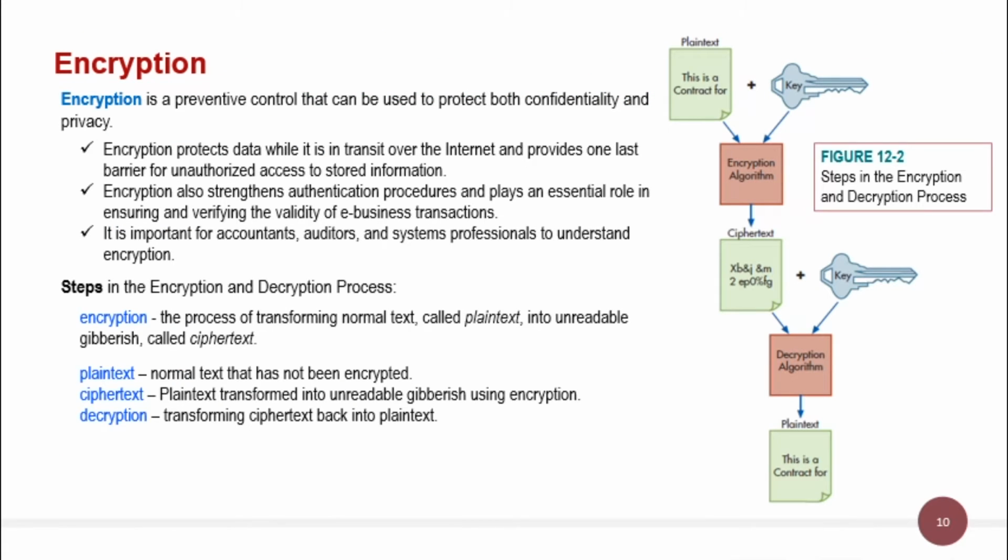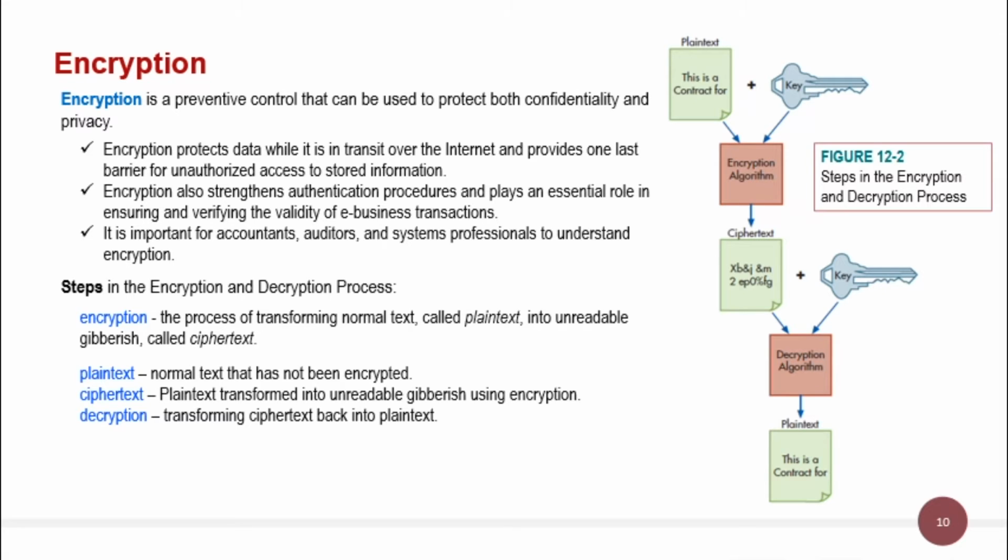And what should we do to prevent being exposed to a risk like that? One thing we can use is encryption. Encryption is a preventive control that can be used to protect both confidentiality and privacy. As you can see in this figure 12.2, the steps in the encryption and decryption process.